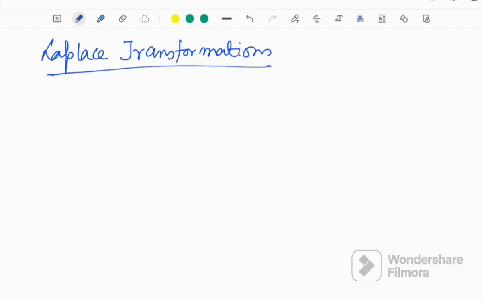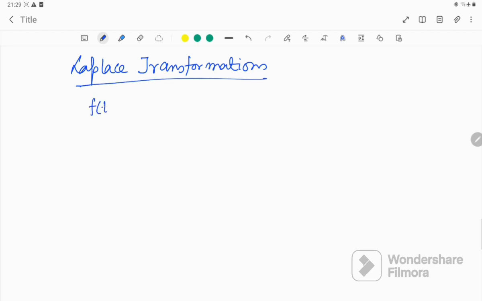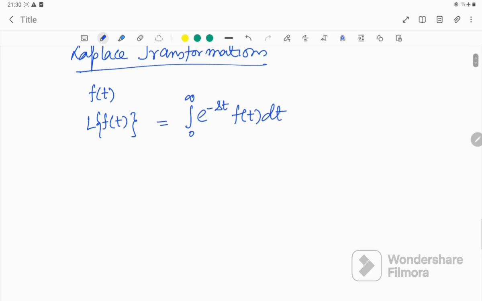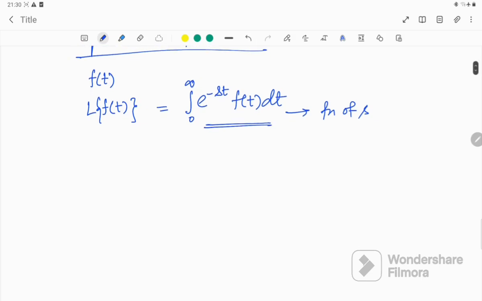Suppose we have one function f of t. So this is the function. If we carry out Laplace transformation of this function, then we can write like this. This is given as integration 0 to infinity e to the power minus st f(t) dt. Clearly you can see this result becomes one function of s. So this is the Laplace transformation of function f(t), provided that this integration exists and s is the parameter.